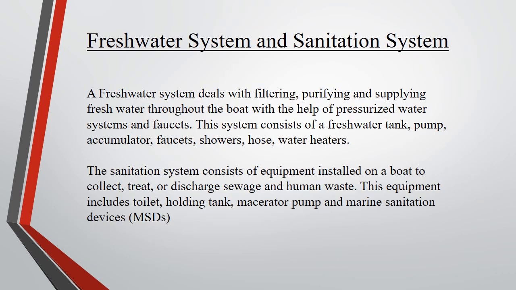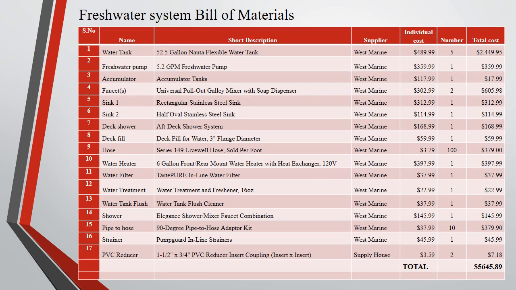Next, we have the freshwater system and the sanitation system, wherein the freshwater system deals with the filtering, purifying, and supplying the fresh water throughout the vessel, and the sanitation system is installed onto the vessel to collect, treat, and discharge human waste and sewage.